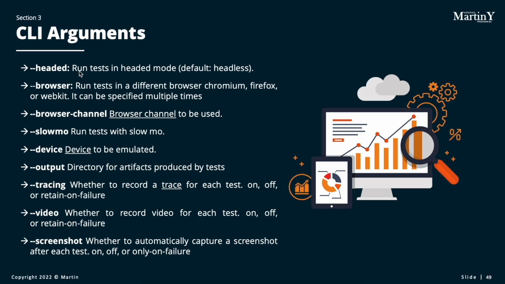This is really helpful if you want to see how your website is going to look on a smartphone or tablet, and so on and so on. Then you can specify output, which collects all the artifacts gathered during the test. You can do tracing, which can record a trace for each test and generate a report.